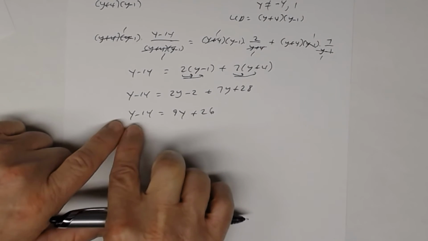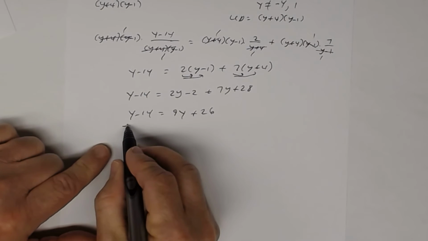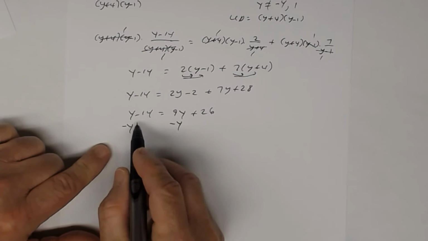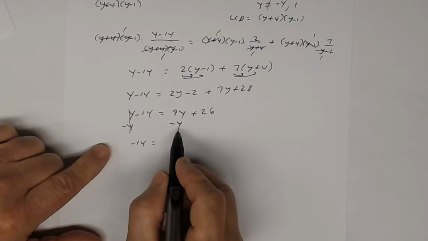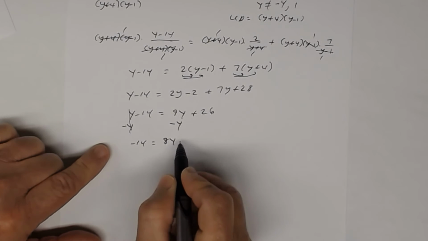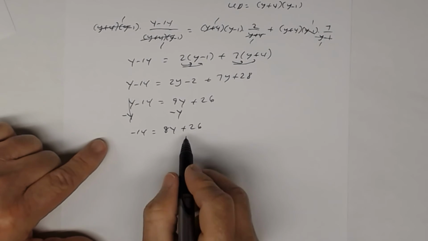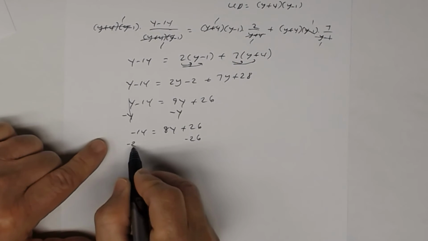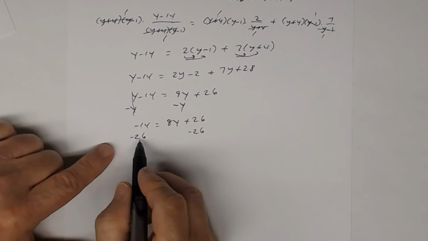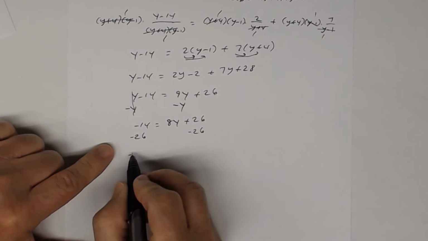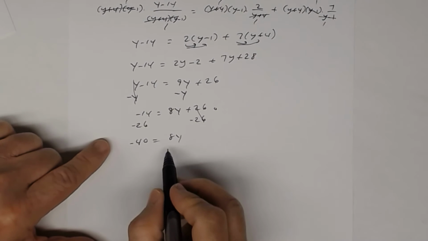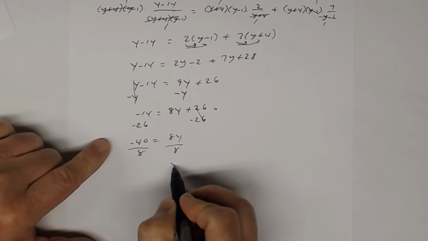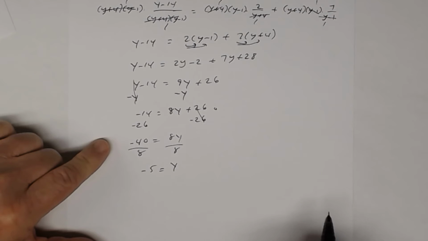I'm going to go ahead and bring the y term to the right-hand side. So I'm going to subtract y from both sides. And so y minus y is 0, so I get negative 14 equals 9y minus y is 8y plus 26. Subtracting 26 from both sides, I get negative 14 and a negative 26 is a negative 40 equals 8y. And dividing both sides by 8, I get y to be negative 5.